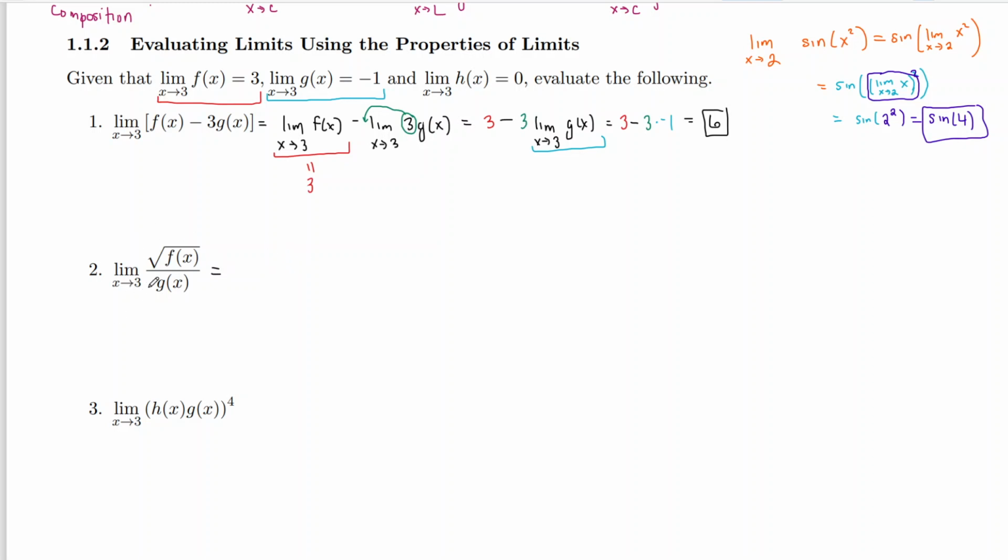All right, number 2, just want to practice more of our rules. We've got the limit as x goes to 3 of the square root of f of x over g of x. Now, the first thing you notice here is there's a fraction bar. We are dividing. That means we can use the rule that says we can do the limit as x goes to 3 of the top, square root of f of x, over the limit as x goes to 3 of the bottom, which is g of x.